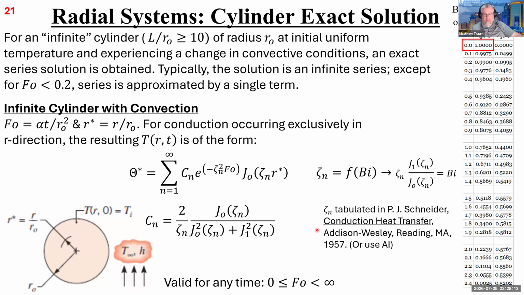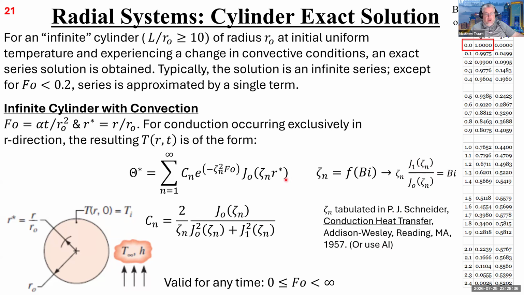But they give a reference, right? Which is Conduction Heat Transfer by P.J. Schneider, published in 1957. As described, this is all work done in the 1950s, all meant to be done by hand. Or you could just use AI, right? To just say, hey, what is this? And AI will presumably give you the values. But I'll show you how to calculate them in a second.